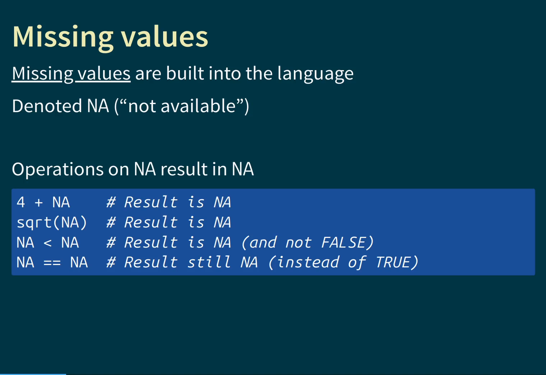And maybe most surprisingly, but exactly for the same reason, NA equals NA also returns NA, and not true. It is not true that NA equals NA because the two NAs on the two sides of the equality symbol might not represent the same missing value. So this is very logical, but it is something that is quite important to keep in mind.